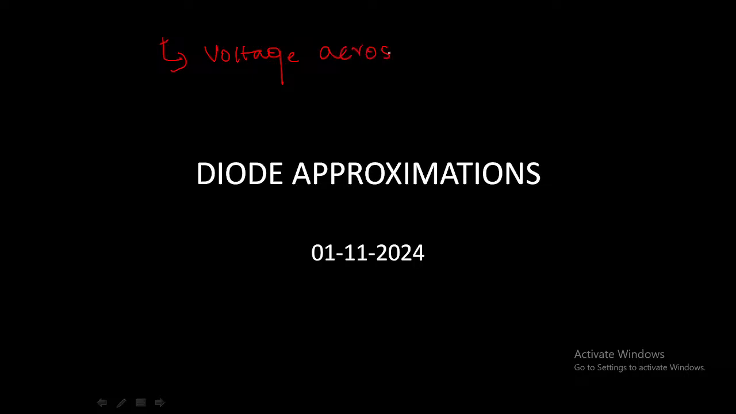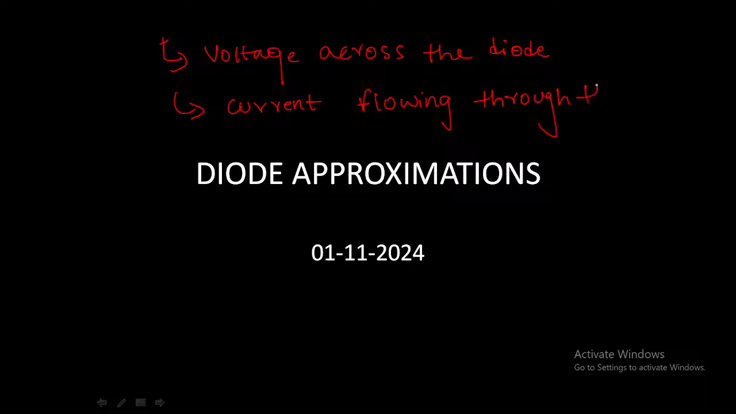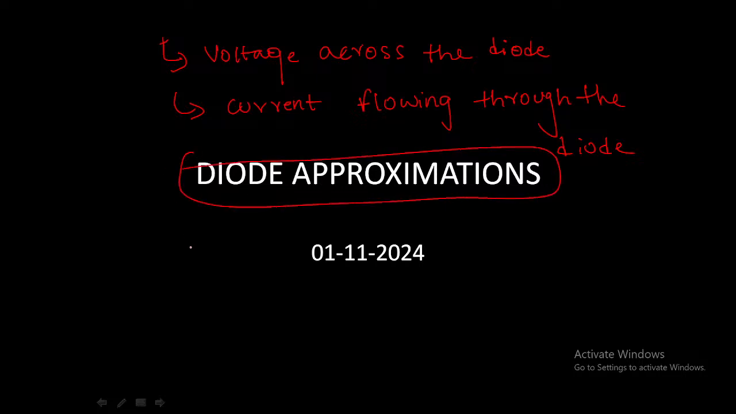across the diode, that is the forward voltage, and the current flowing through the diode. So to find out what is the voltage across this diode and what is the current flowing through this diode, we are going to use these diode approximation models, or diode approximation techniques.